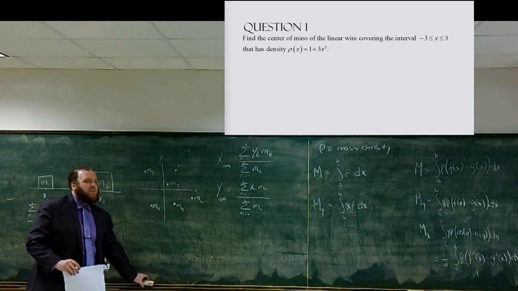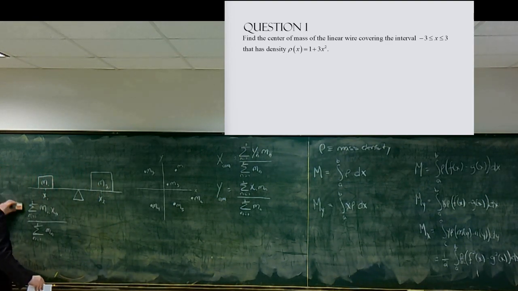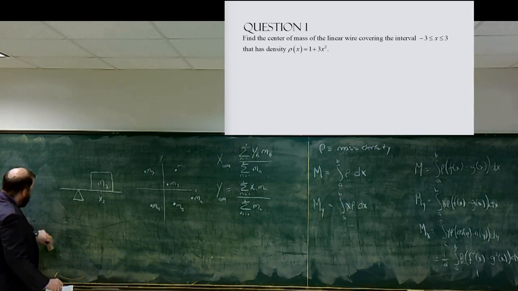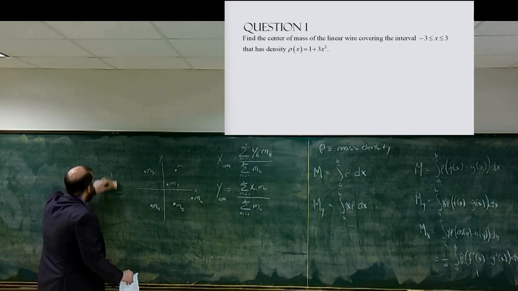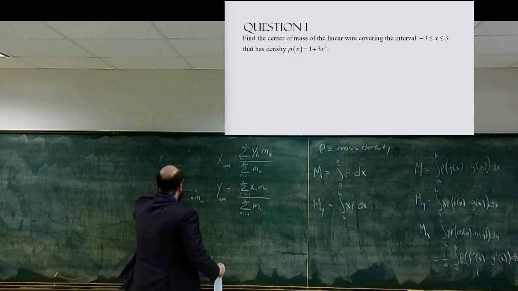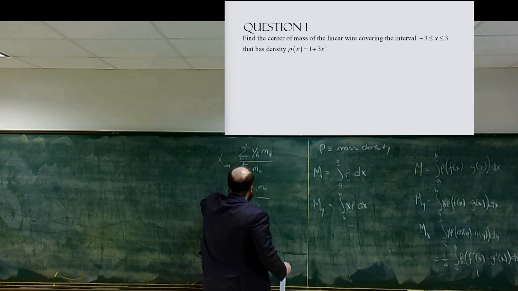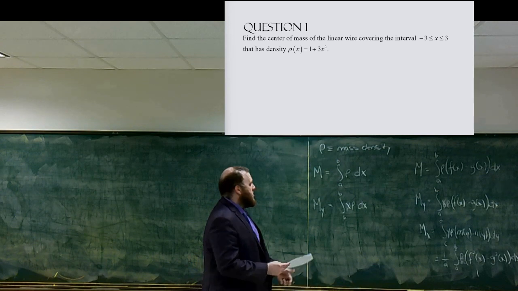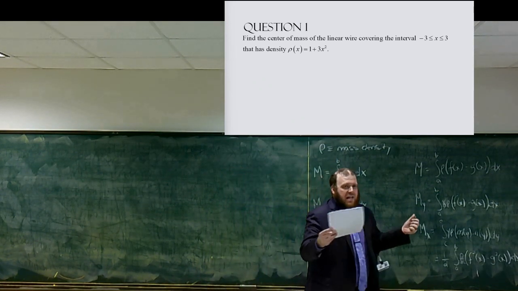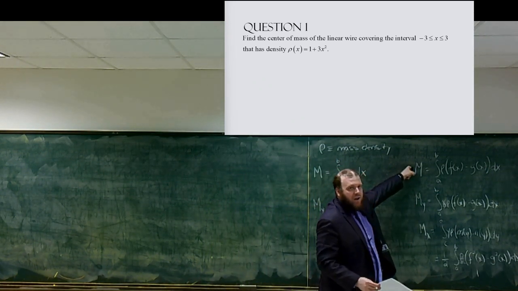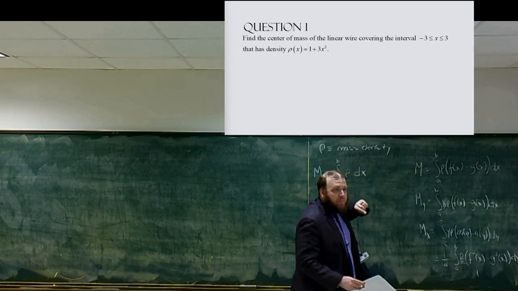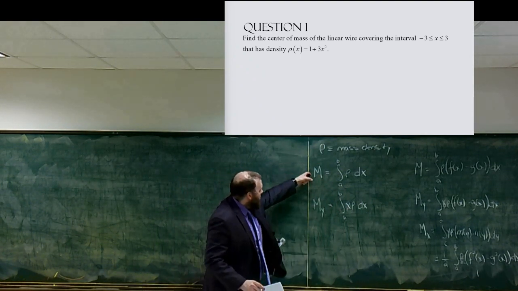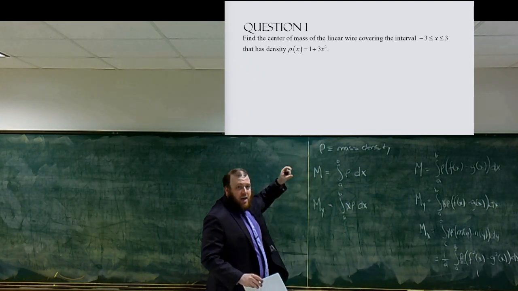So we're going to start with a wire. I should specify, then the center of mass, the x-coordinate is My divided by m. The y moment would be Mx divided by m. And here, your center of mass would be My divided by m.